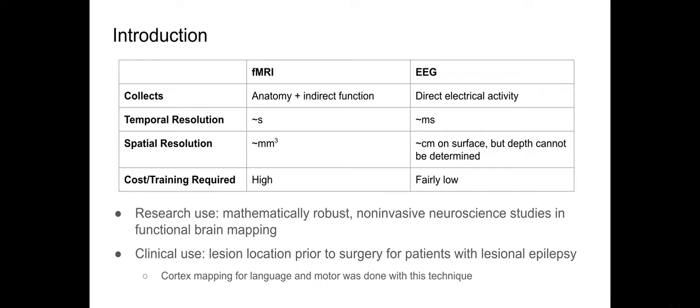Clinically, a combination of fMRI and EEG will allow for mathematically robust, non-invasive neuroscience studies in functional brain mapping. Clinically, this has been used in lesion location prior to surgery for patients with lesional epilepsy. Specifically, this was used for cortex mapping for language and motor parts of the brain. Next slide.